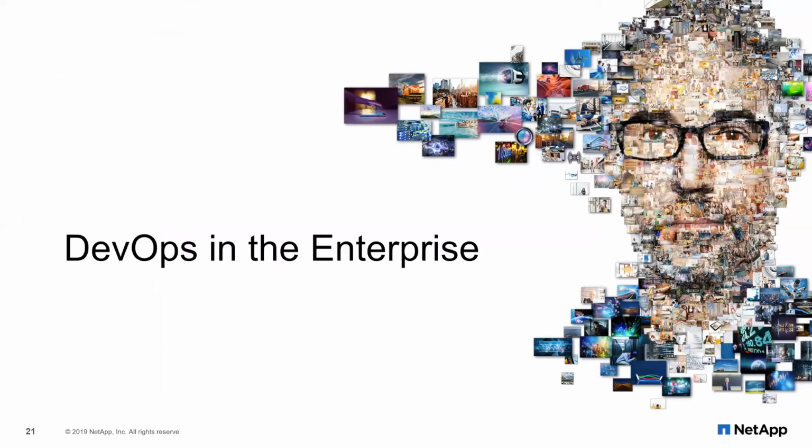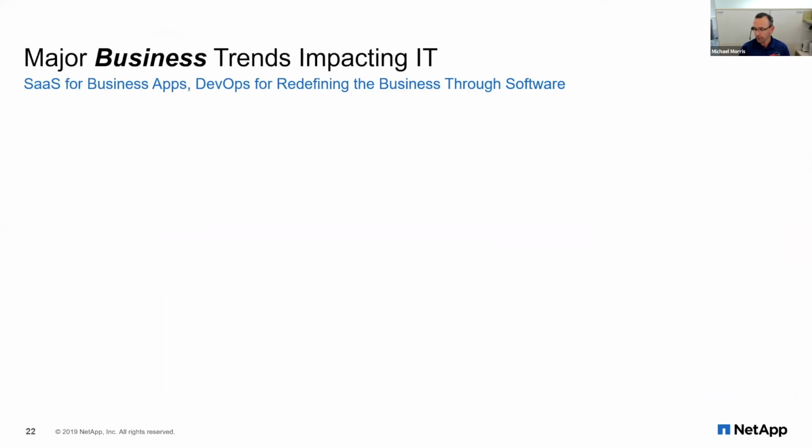So the first part here is just kind of a primer on DevOps, or how we see DevOps in the enterprise. And this also helps organize our team and gives our team direction on what we're trying to achieve. There are a couple of major business trends impacting IT. The big things are SaaS for enterprise business apps and DevOps for redefining your business through software.